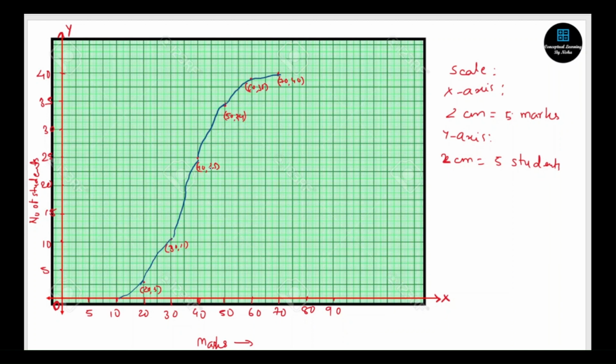So what is the median? We have a total of 40. So the median is the n upon 2th observation, right? N is 40, so we'll get the 20th term, right? So where is the 20th term? I have to check the number of students over here, right? So where do we get the 20th term? Over here.